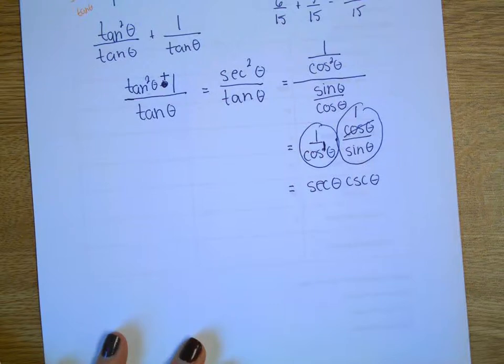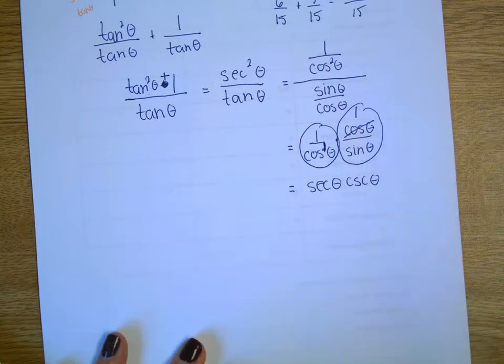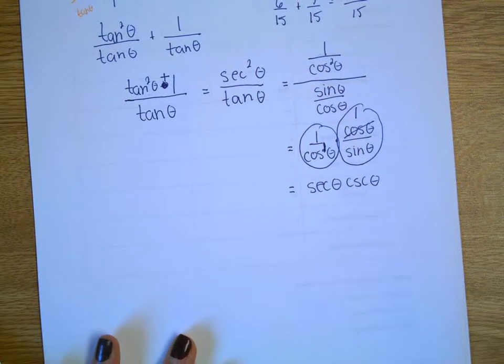We got 1 over cosine over 1 over sine. And you did what now? 1 over cosine is secant. Something that's not a fraction is more simplified than something that is a fraction. Secant, and we got ourselves a lovely cosecant. 1 over cosine is secant, and 1 over sine is cosecant.